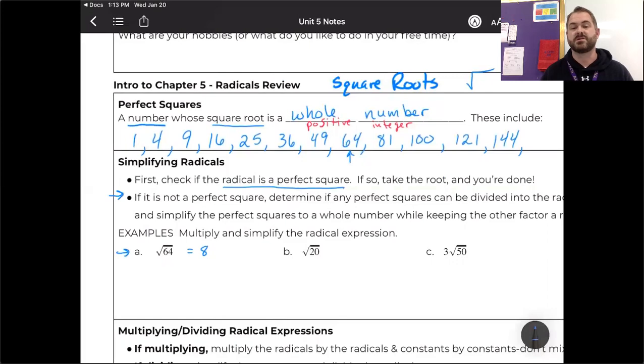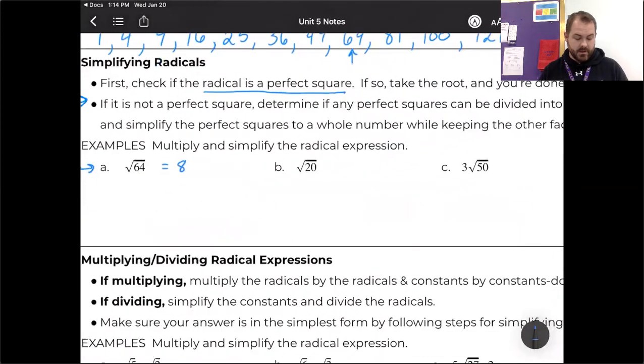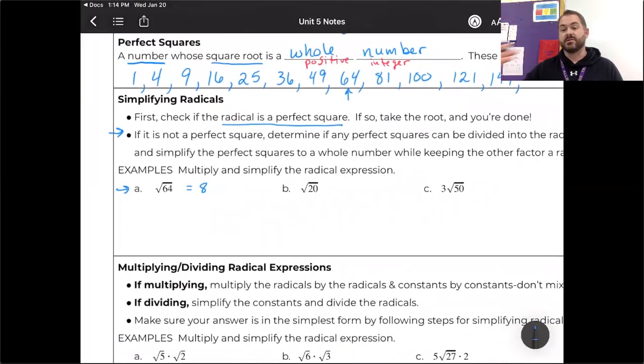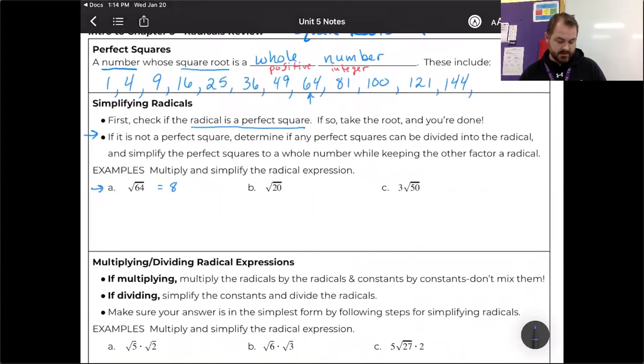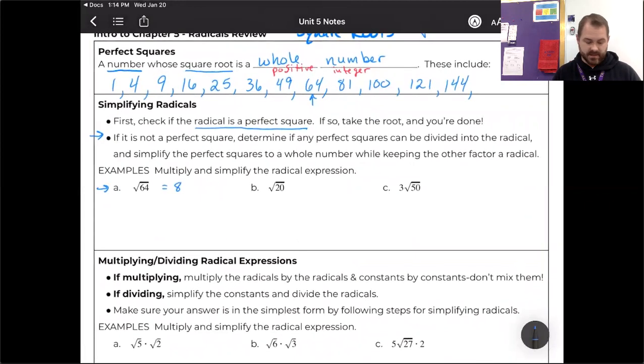If it's not a perfect square, we're going to determine if there are any perfect squares that can be divided into that radical, meaning we're checking for factors. What I like to do is make a factor tree, which you guys might have done before. And then we're going to factor out those perfect square radicals, take the square root of that part, keep the rest under the radical. Okay. All right. So the number 20 is not a perfect square. And so we'll kind of show you an example here.